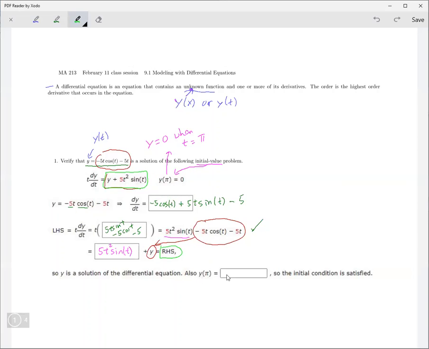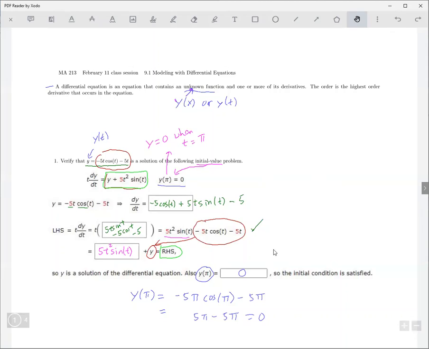Now this part right here, also y of pi equals what? To find y of pi, again, you set t equal to pi. So here's our y right here. That's -5 pi. So replace the t's with pi's. Cosine pi minus 5 pi. Let's see, what's cosine pi? That's -1, right? So this becomes 5 pi minus 5 pi, which is 0. So that's 0, and so it satisfies that condition. Okay, any questions or comments about that? Okay, let's move on to the next exercise.